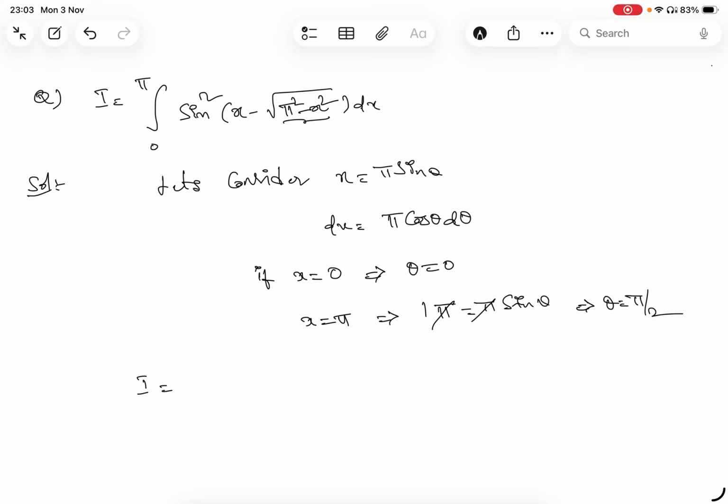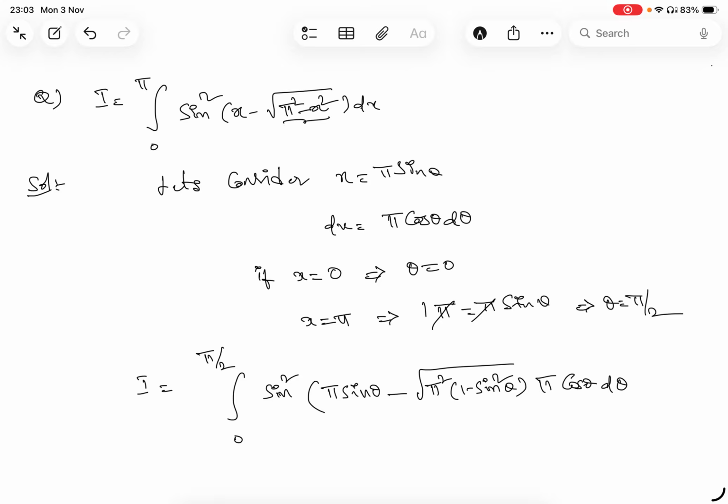Now let's substitute these values in here. In I, this will be 0 to pi by 2, sine square of x is pi sin theta minus root of pi square minus pi square sin square theta, which is pi square times 1 minus sin square theta. Dx is pi cos theta d theta.